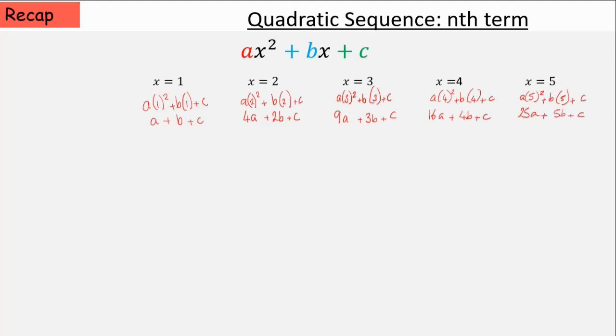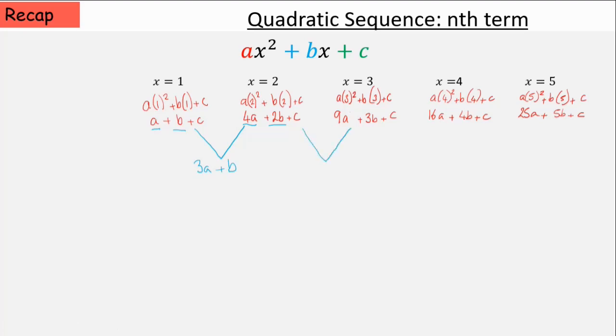Now I need to find my differences between my terms. So this is what I was looking at on the first difference when I was doing the quadratic sequence nth term other video. So let's have a look here. To go from a up to 4a, I have to add 3a on. To go from a positive b up to a positive 2b, I have to add b on. And finally, to go from c to c, there's no change there, so nothing needs to be added to that term. Let's have a look for the next ones.